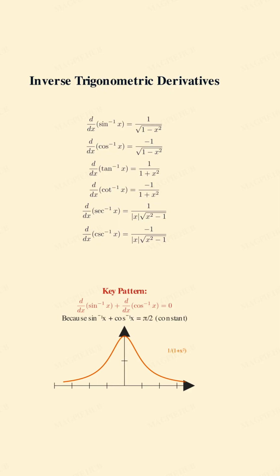denominator. Key pattern, the derivative of sine inverse plus derivative of cosine inverse always equals 0. This is because their sum is always pi by 2, which is a constant. Same for tan inverse and cot inverse pair. The graph shows how 1 over 1 plus x squared is always positive and peaks at x equals 0.